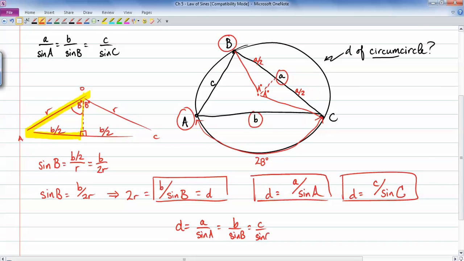A lot of textbooks leave off this diameter part. They just use this part. But this is the reason that I like writing the sides over the angles, because if you write it that way, then you are guaranteed to be given or to be able to find the diameter of that circle that fits perfectly around the triangle. And this is called the law of sines. The part in the big box. Okay. Hope that helps.